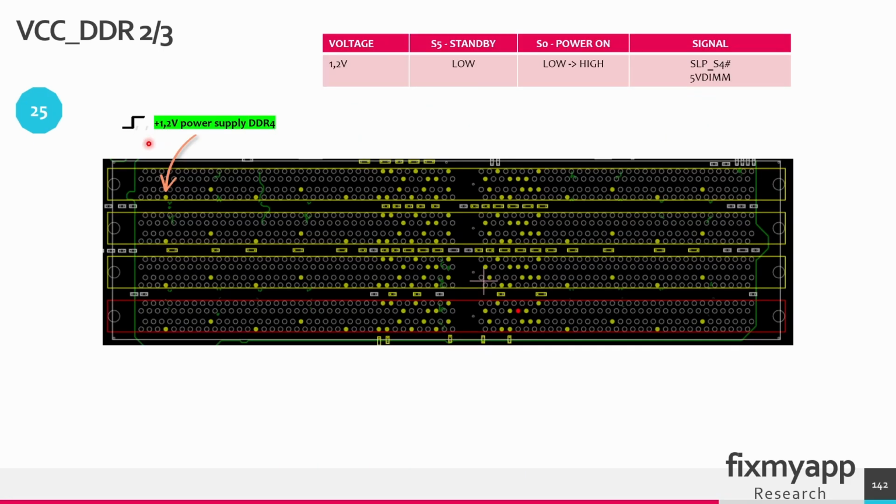The main power supply of 1.2 volt that is needed for the DDR4 modules that are connected into these DIMM slots. You can measure the 1.2 volt at all the pins that are marked in yellow.